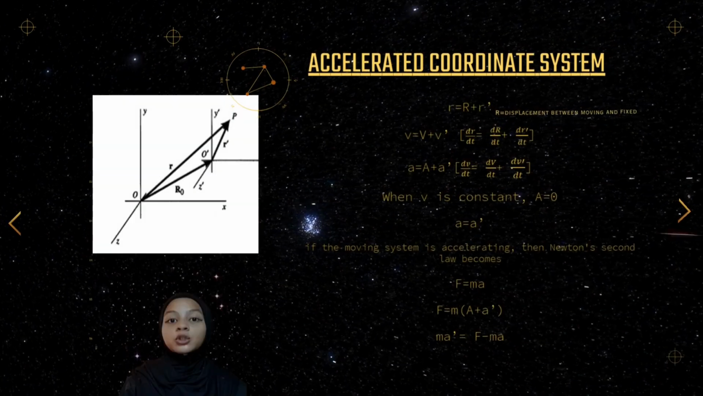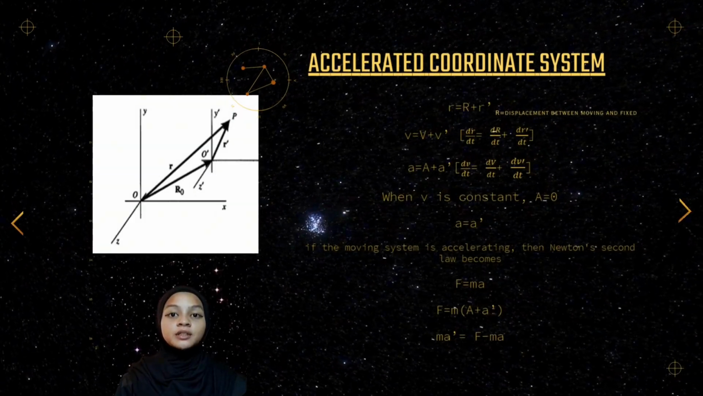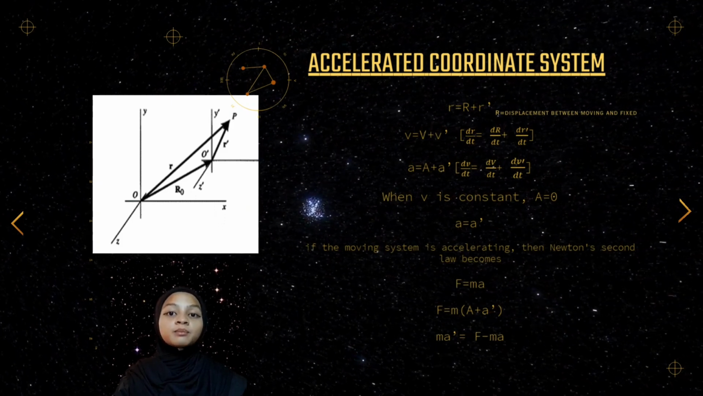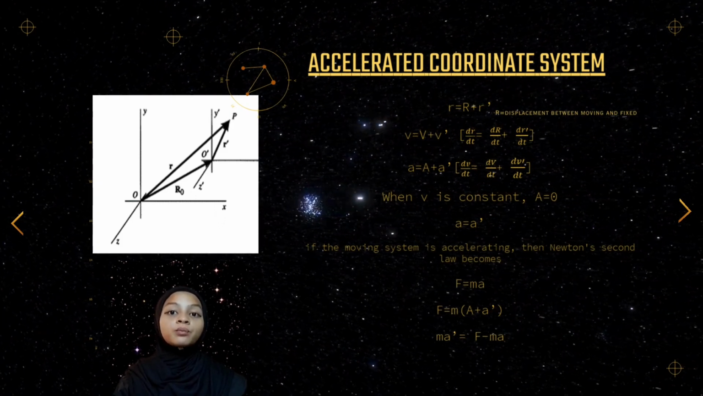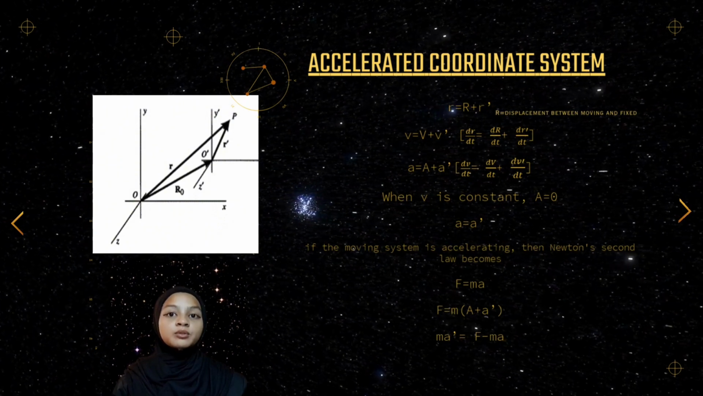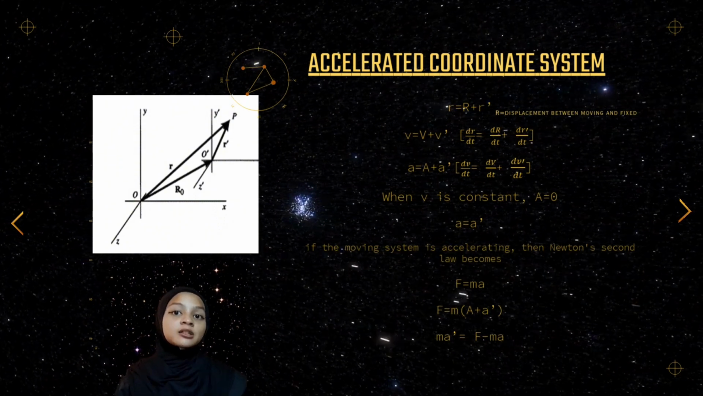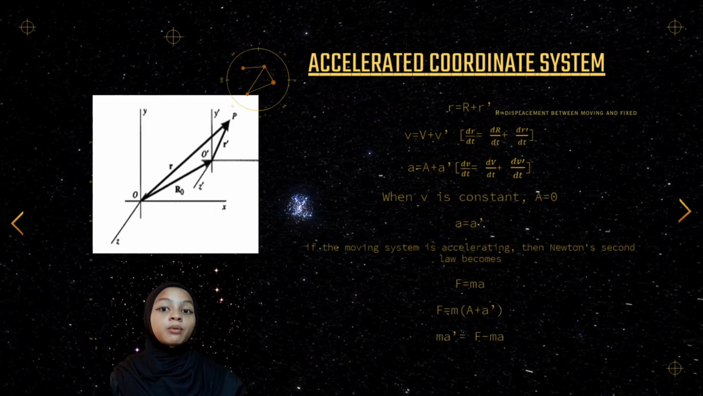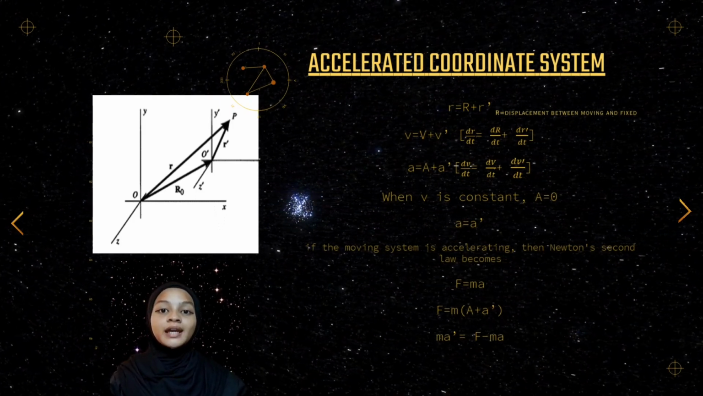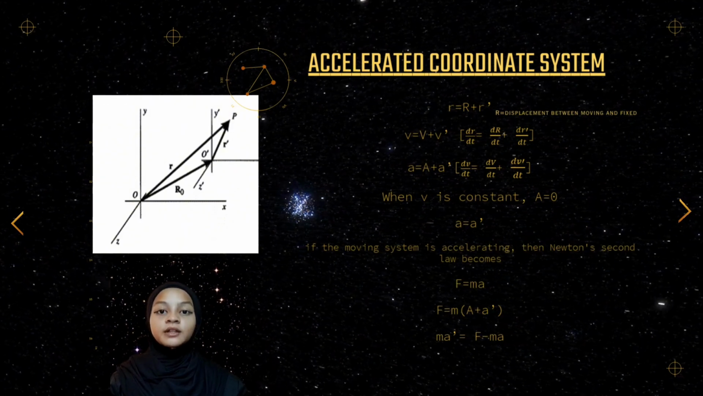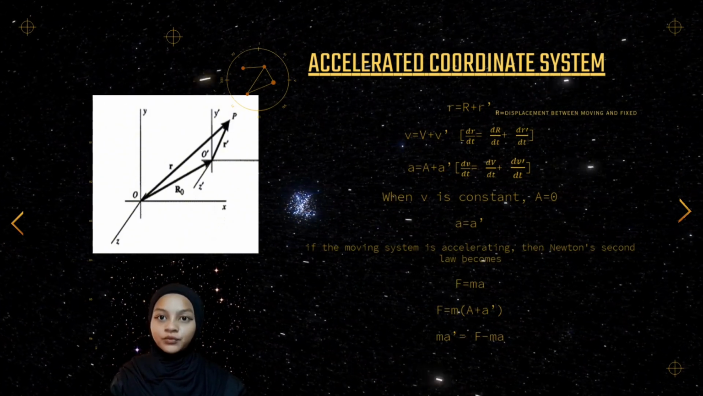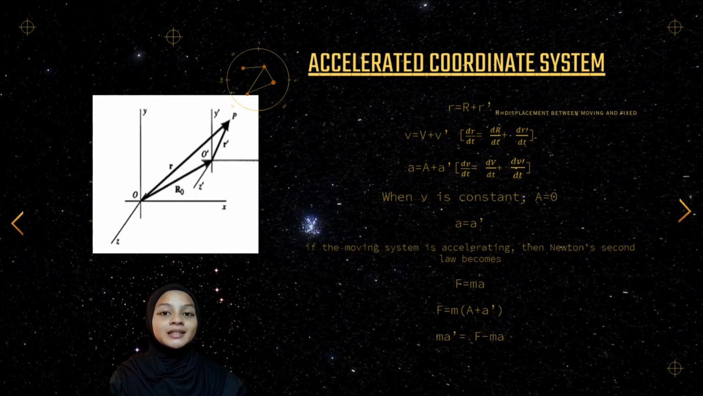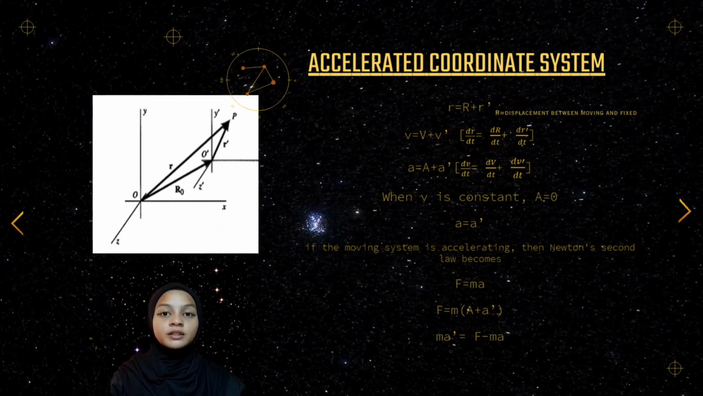We will now see a few situations of non-inertial reference systems, starting with the accelerated coordinate system with the formula small r equals R plus r prime, where small r is the position vector of particle P, r prime is the position vector in the moving system, and R is the displacement of the moving origin. Once we differentiate it once and twice, we will get both the velocity and acceleration, where V and A are respectively the velocity and acceleration of the moving system, and v prime and a prime are the velocity and acceleration of the particle in the moving system.